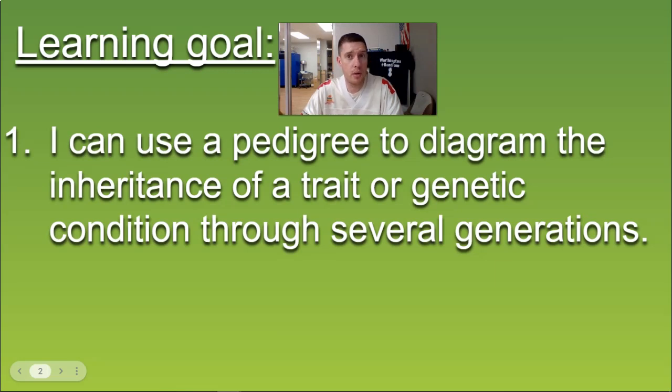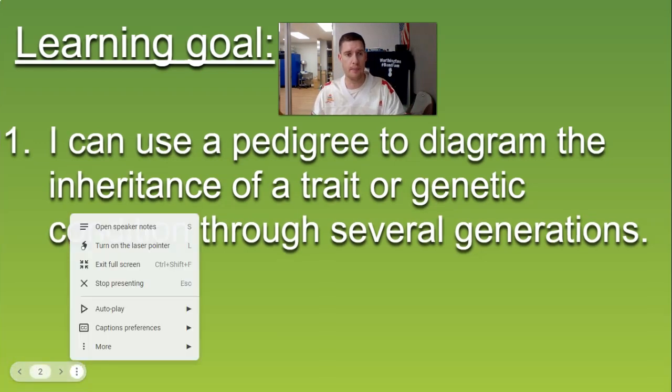Well, you've gotten this far. Congratulations. We are still working through the Lopez Family packet. I'm going to show you the most missed question in the whole packet for learning how to use pedigrees. And again, here's the learning goal that we're working through. I can use a pedigree to diagram the inheritance of a trait or a genetic condition through several generations of the same family or of one family. Okay, that's where we are rolling.